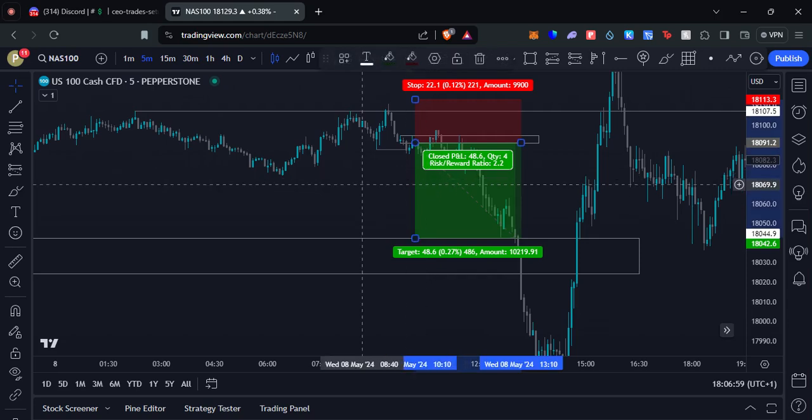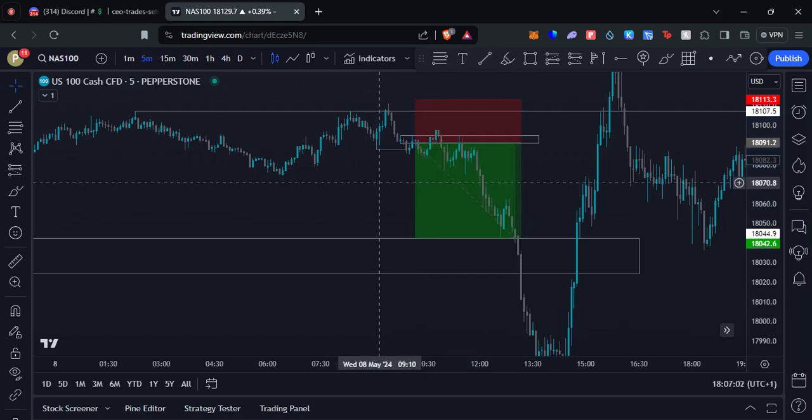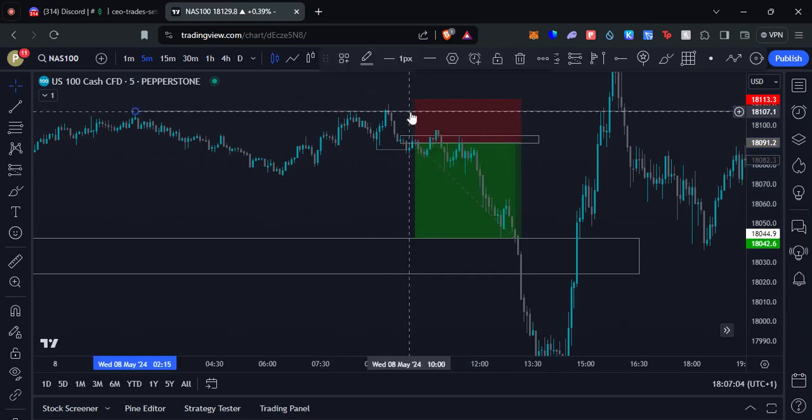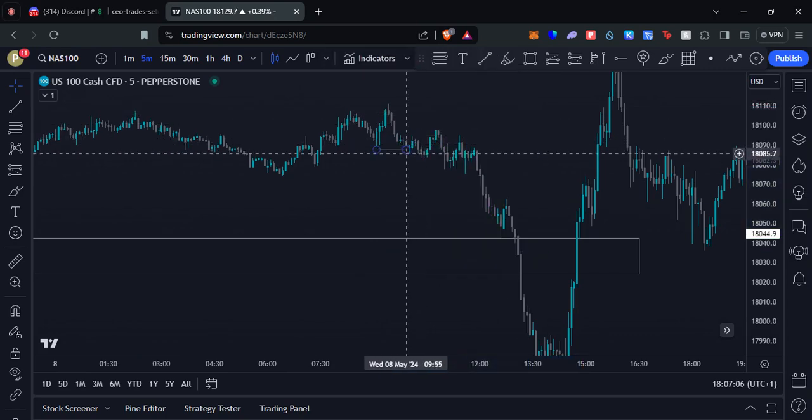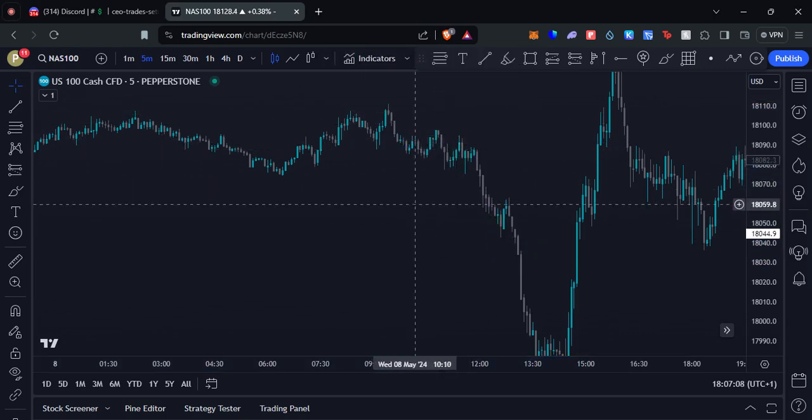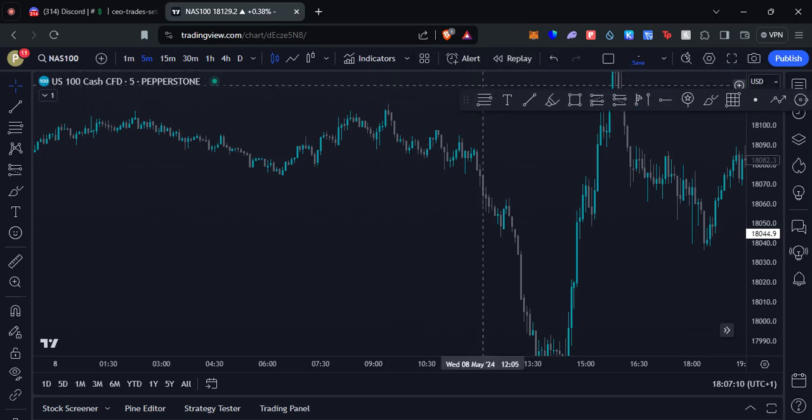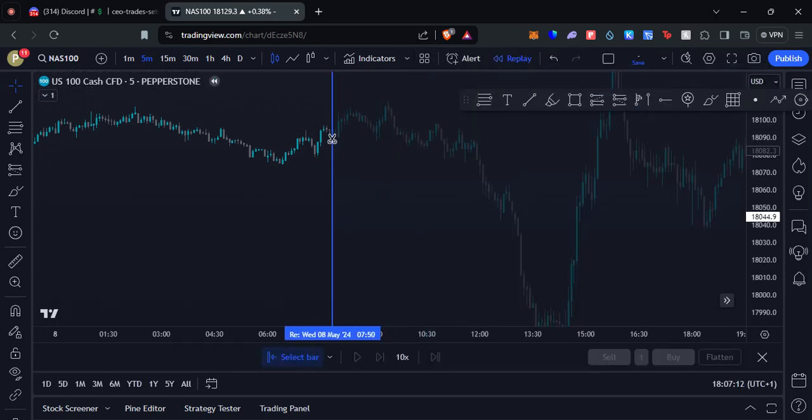Let's get into the breakdown of this beautiful trade that we took on NAS 100. So what I'm going to do is remove all of these drawings off of the chart so that we have a nice and clean canvas so that we can then walk through this trade together.